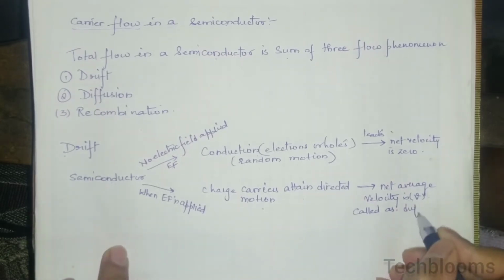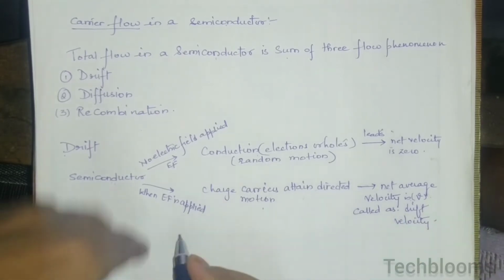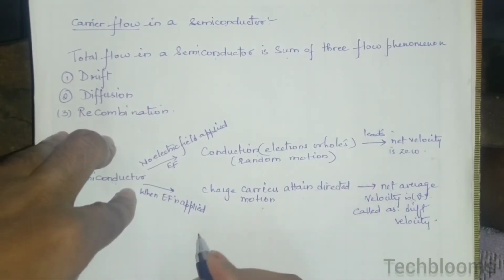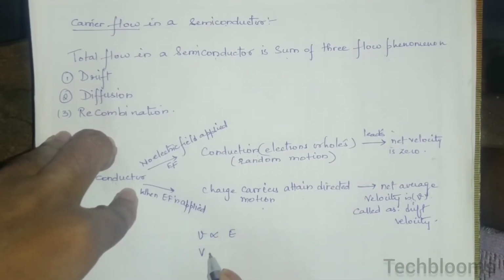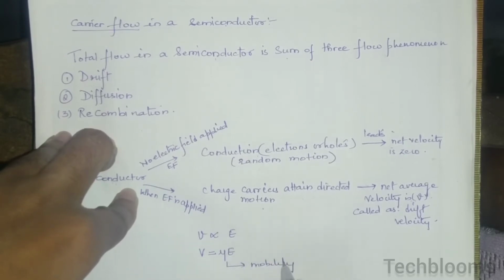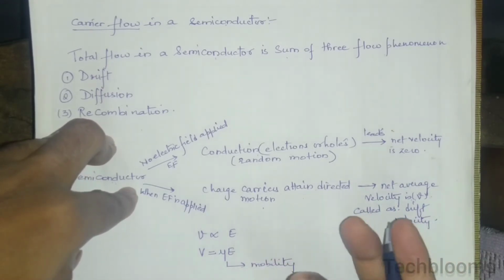So this is the drift velocity. This drift velocity v is directly proportional to the electric field E. To remove the proportionality, we introduce a proportionality constant, mu, where mu is nothing but the mobility of the carriers, either of electrons or of holes.